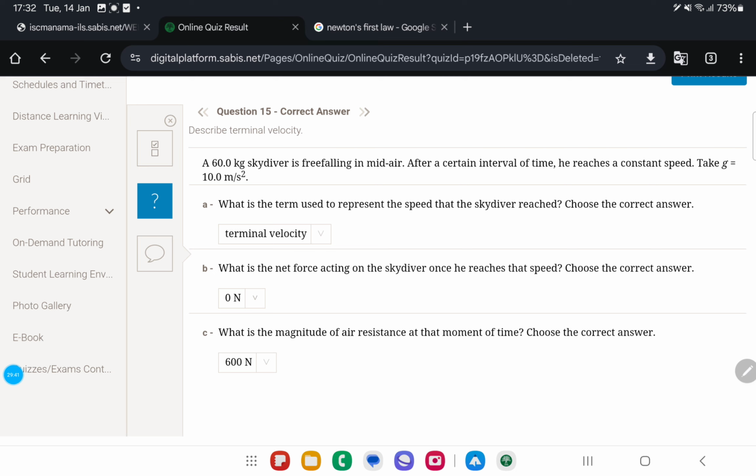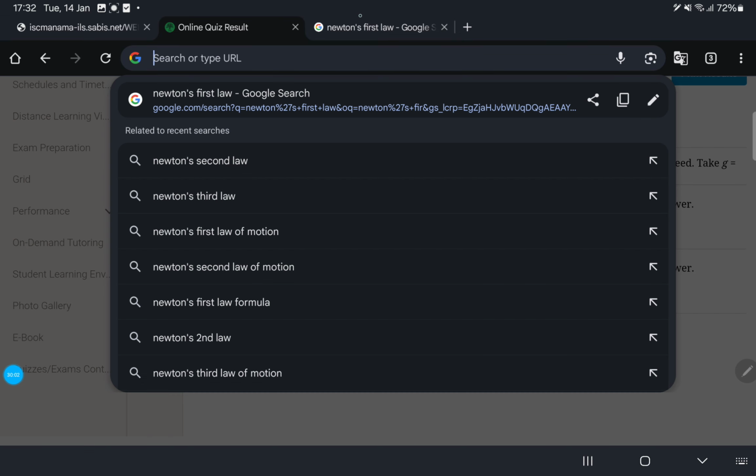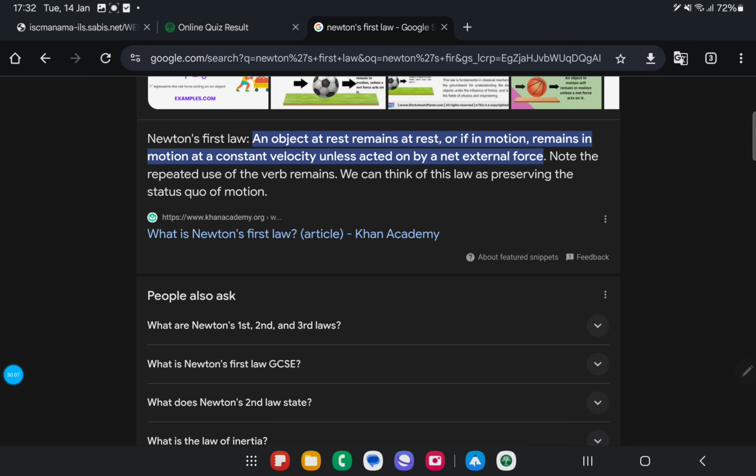Alright? For part B, what is the net force acting on the skydiver once he reaches that speed? Now, in terminal velocity, there is 0 Newton acting on it. 0 net force. Because if an object is moving at constant speed, then there is 0 Newton. Which follows Newton's first law.